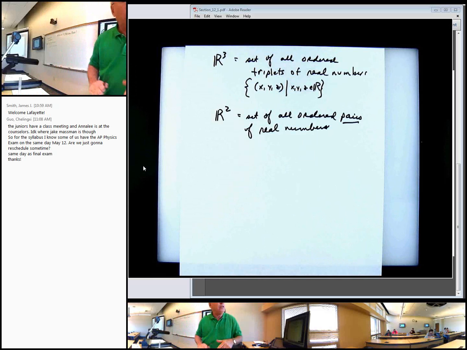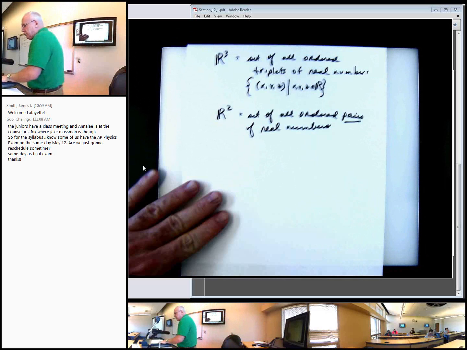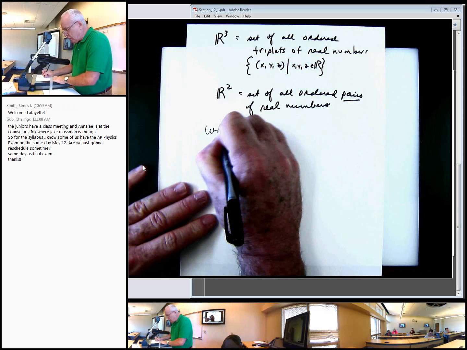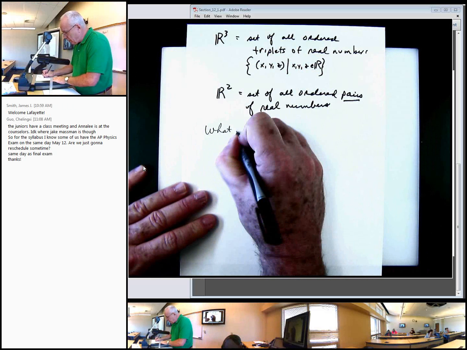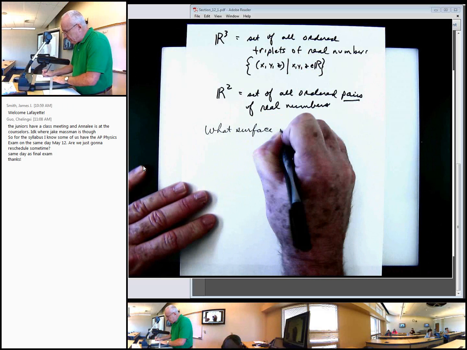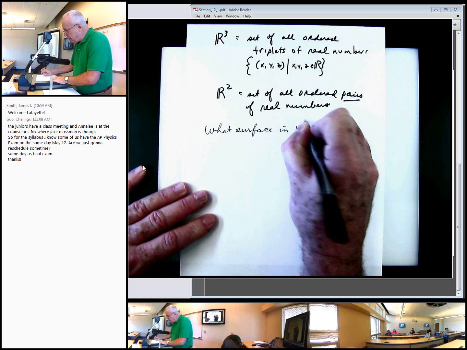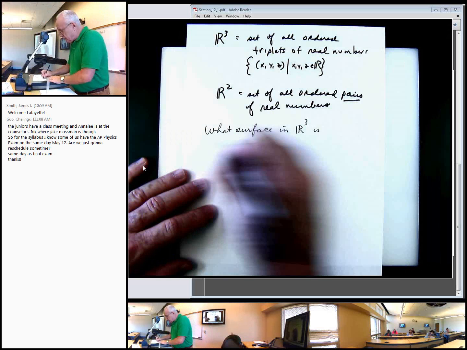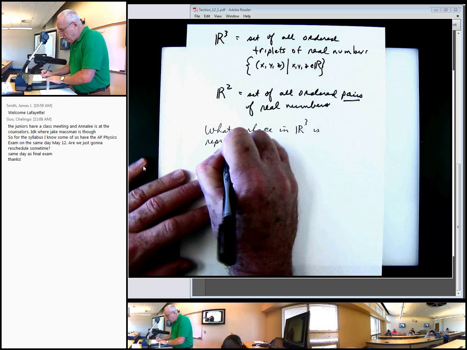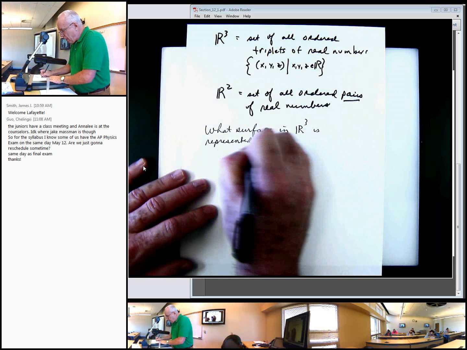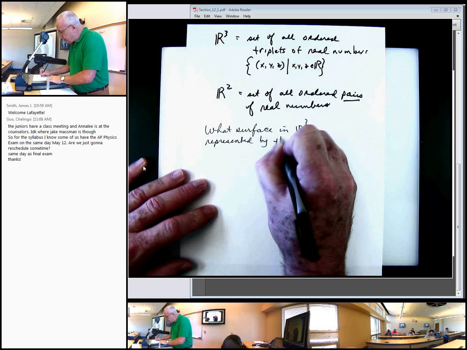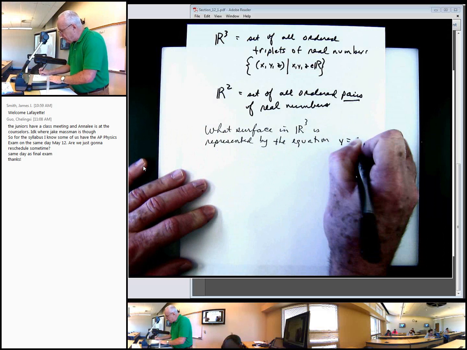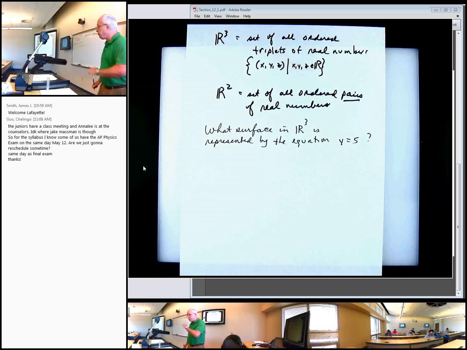Let's look at this question here, just kind of getting used to this three-dimensional drawing. What surface in R3, so we're talking about 3 dimensions here, is represented by the equation y equals 5?